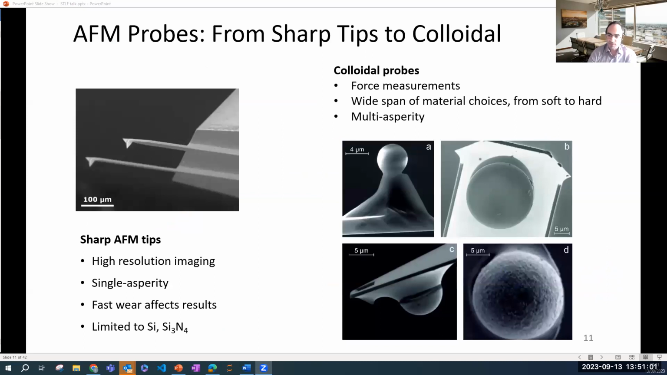In AFM, there is a diverse range of probes to choose from. We have sharp AFM tips, which are the go-to solution when we want to do high-resolution imaging. These are typically silicon or silicon nitride, although they can be functionalized with different coatings, gold, etc., or with molecules. On the other side, we have colloidal probes, which are mostly employed for force measurements. We can attach various particles at the end of tipless cantilevers and create probes that tailor specific mechanical and chemical properties for our applications. Each type has its unique applications and advantages.